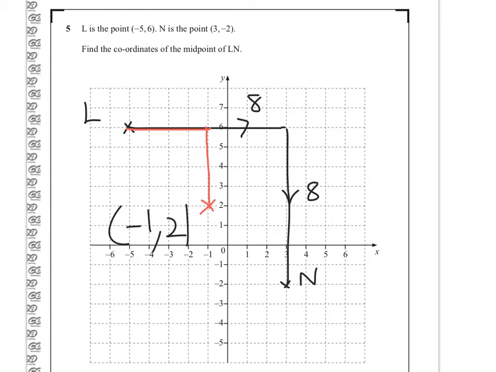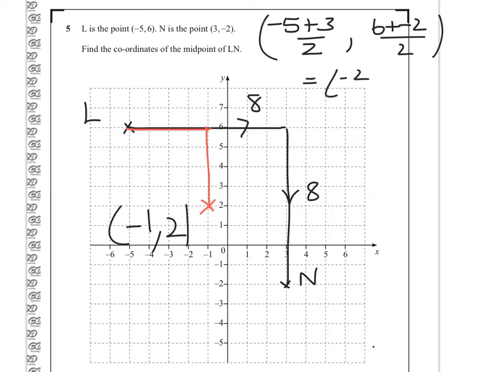Alternatively, if you've worked out the formula, the midpoint can be found by adding the x's and dividing by 2, adding the y's and dividing by 2. -5 plus 3 is -2. 6 take away 2 is 4, and that gives us the same answer, a midpoint at -1, 2.